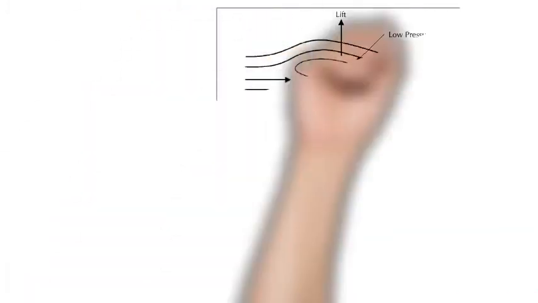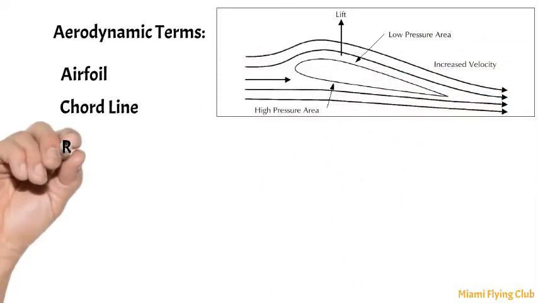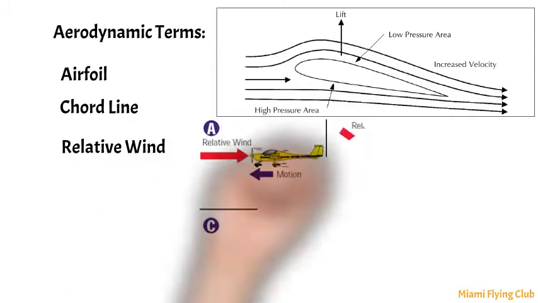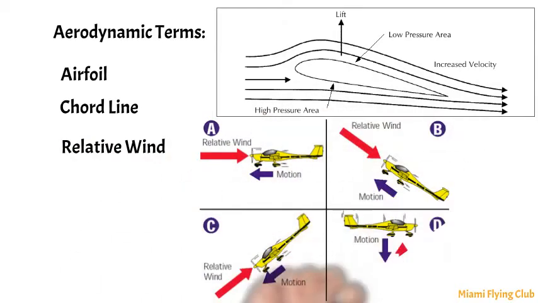In aerodynamics, relative wind is the wind felt by an airfoil. It is created by the movement of air past an airfoil, by the motion of the airfoil through the air, or by a combination of the two. Relative wind is parallel and in the opposite direction to the flight path of the airfoil.